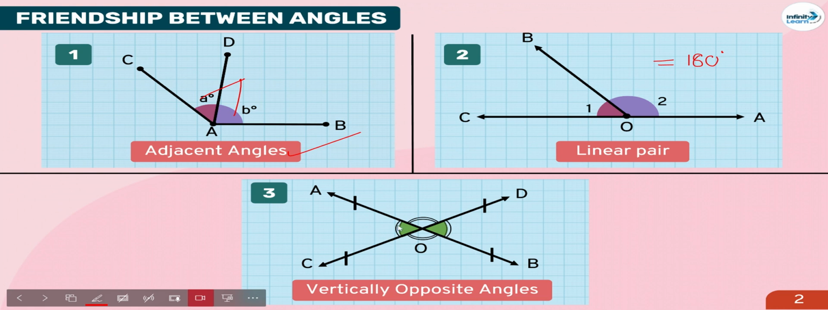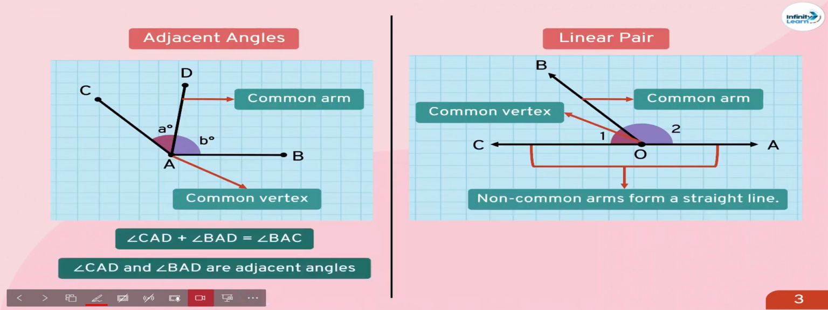Vertically opposite angles. This angle is vertically opposite to this angle, and this angle is vertically opposite to this angle. It means this is 1, this is 2, so angle 1 is equal to angle 2. If this is 3, this is 4, angle 3 is equal to angle 4. It is clear to each and everyone. Adjacent angles, linear pair, vertically opposite angles.